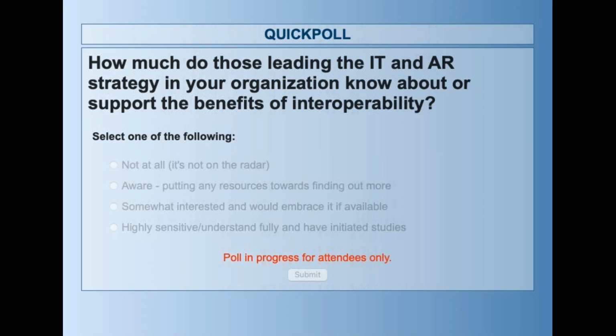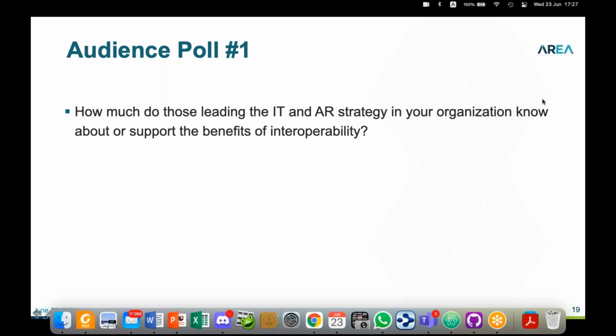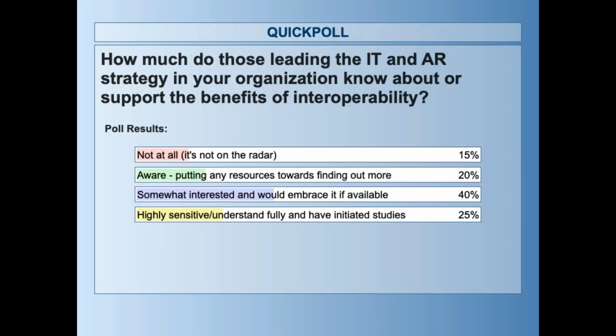Okay, we've had it open for about a minute. So I'm going to go ahead and close the poll. And I'm not sure how, I click on this thing called share results. So I think you can see at this time, the more of you say that your IT and AR strategy organizations are somewhat interested and would like to embrace it. They don't have to work too hard at it. And looks like then about the same number of people are highly sensitive, and some are just barely aware.